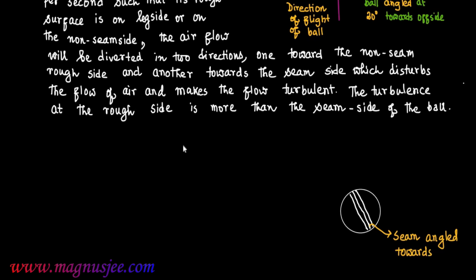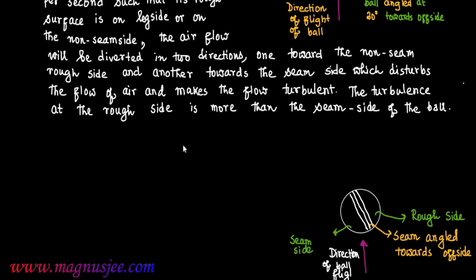Here, the seam of the cricket ball is angled towards offside of a right-handed batsman. Air is flowing in the reverse direction, and the non-seam side of the cricket ball is rough in nature, and the seam side is smooth. This is the seam side which is smooth, and this is the direction along which the cricket ball will be thrown. This is the direction of initial flight of the ball. Air is flowing in the opposite direction. This is the direction of airflow.